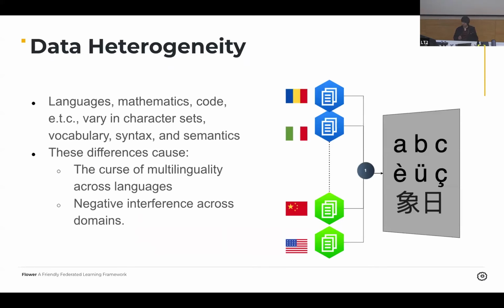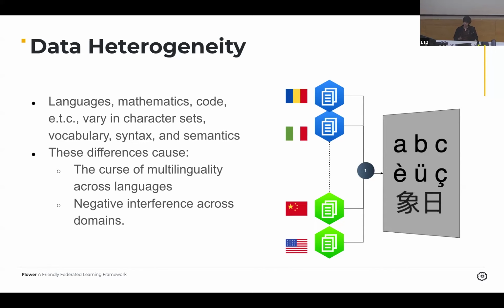And this then leads to some issues if you have data heterogeneity in your natural language corpus. For example, languages, mathematics, code, all of them can vary in terms of character sets, in terms of vocabulary, in terms of syntax and semantics. And these differences cause two issues which are heavily related: negative interference and the curse of multilinguality. Negative interference is just the standard phenomenon of multitask learning, where having multiple types of data in your distribution impacts performance on the others negatively. So increasing the number of tasks makes you worse at each independent task.